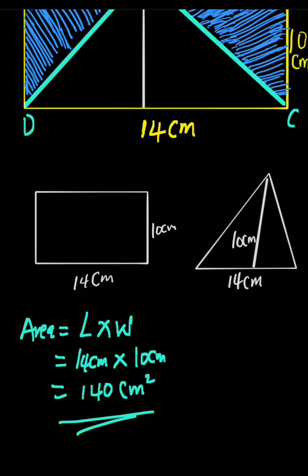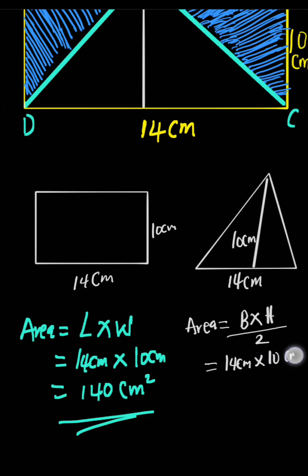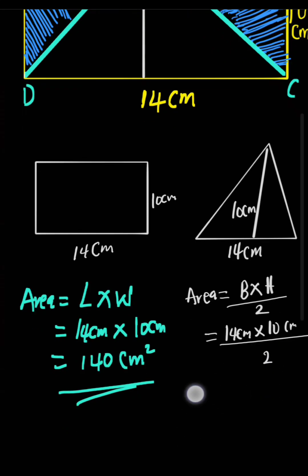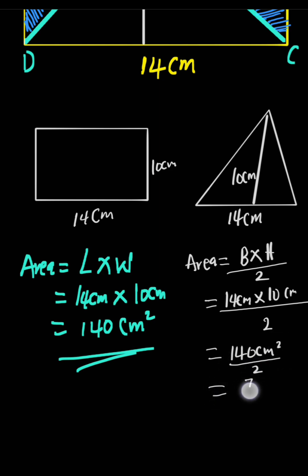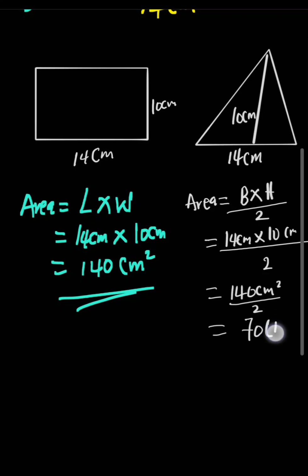Now let's find the area of the triangle. The area of a triangle is B multiplied by H, over 2, where B is the baseline and H is the height, and we divide by 2. What is the baseline? The baseline is 14 centimeters. Then we multiply it by the height of 10 centimeters, then everything divided by 2. So 14 centimeters multiplied by 10 centimeters gives us 140 centimeter square, then divided by 2. When we divide 140 by 2, it gives us 70 centimeter square.